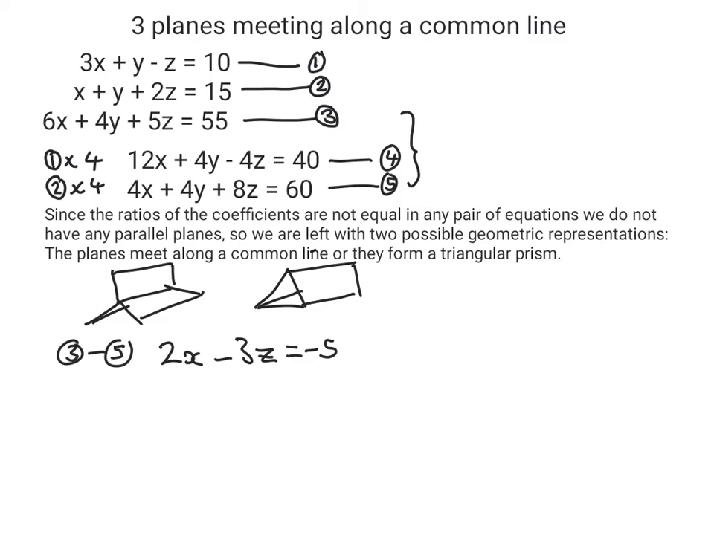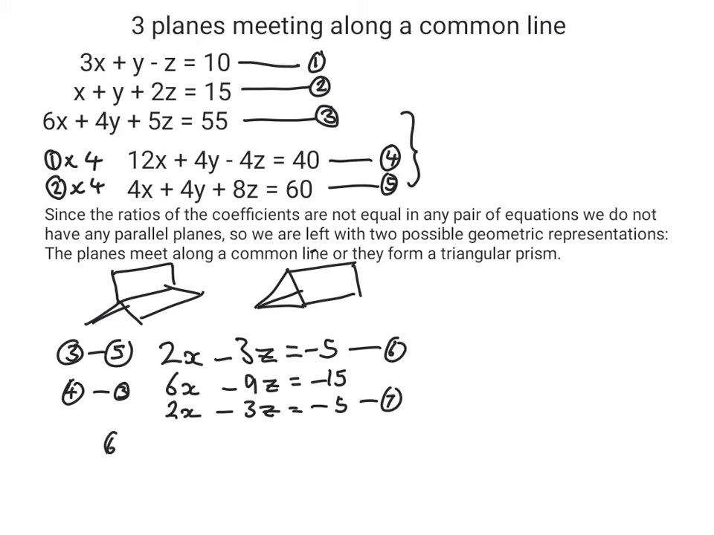And then I'm going to do equation 4 minus equation 3. So that's going to be 12x take away 6x, which is 6x. The y's are going to cancel. Minus 4z minus 5z is minus 9z. And then I'm going to have 40 take away 55, which is minus 15. This one does cancel down, by dividing by 3, to give me 2x minus 3z equals minus 5. Let's call that equation 6 and equation 7.